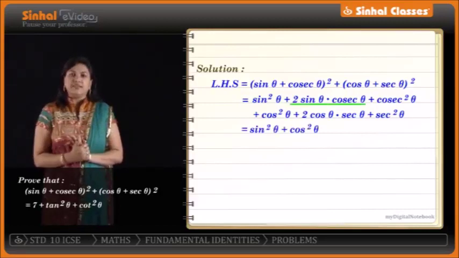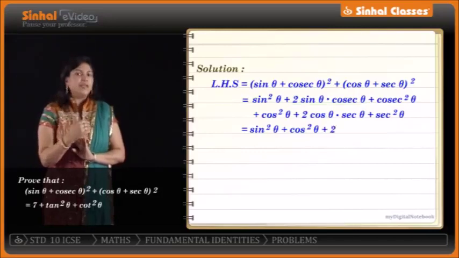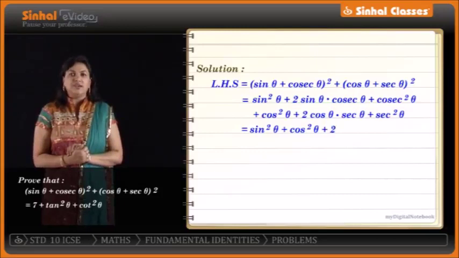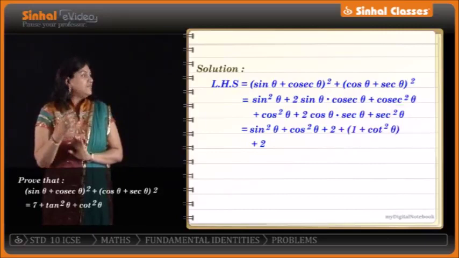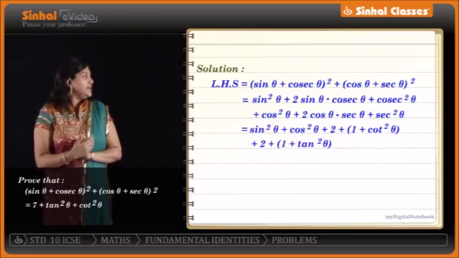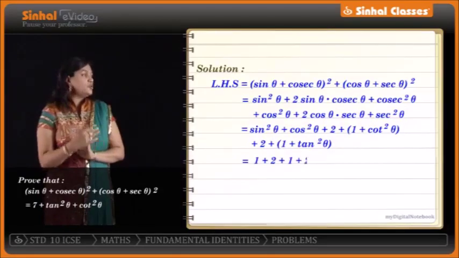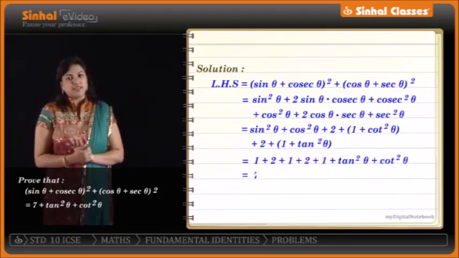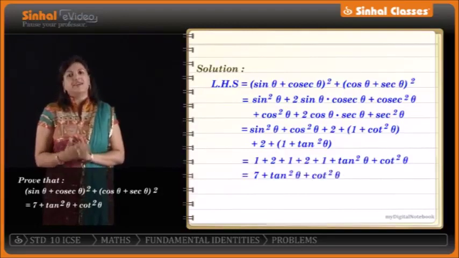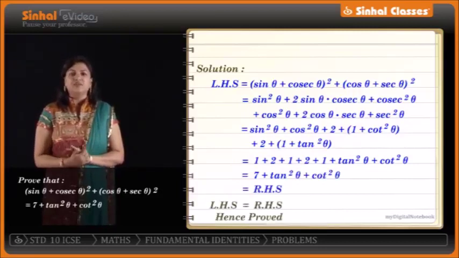2 sin theta into cosec theta will give us 2, because sin theta and cosec theta are the reciprocals of each other. Similarly, 2 cos theta sec theta will give us 2, because cos and sec are the reciprocals of each other. Now, cosec square theta can be replaced in terms of cot as 1 plus cot square theta, that is the identity, and we replace sec square theta as 1 plus tan square theta. So, we have 1 plus 2 plus 1 plus 2 plus 1 plus tan square theta plus cot square theta. That is 7 plus tan square theta plus cot square theta, which is our RHS. So, we have proved LHS equal to RHS.